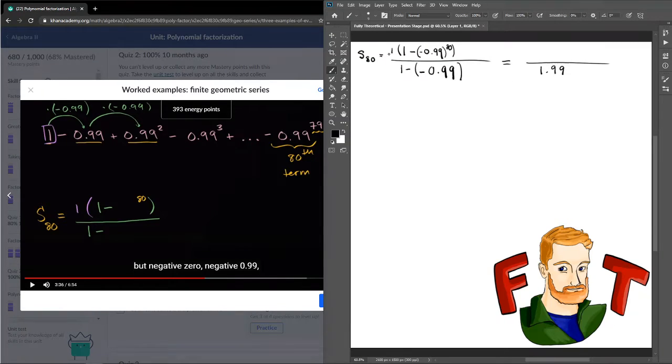So this straight cancels out. So we now have 1 minus, actually, let's see here.